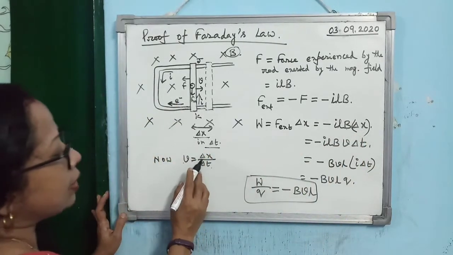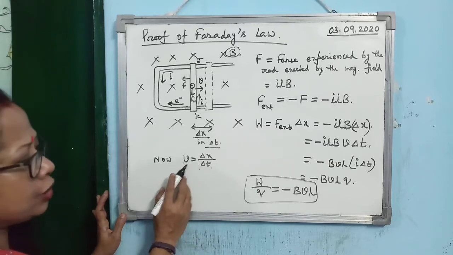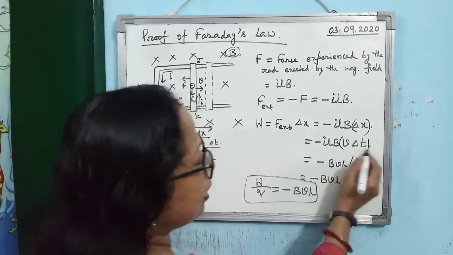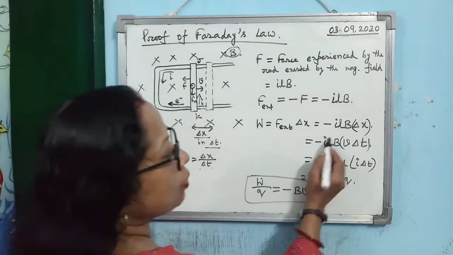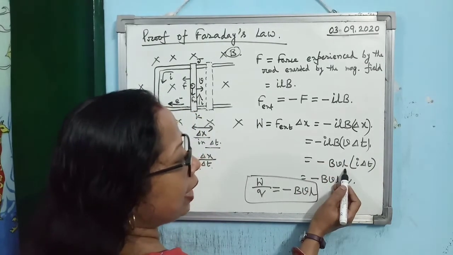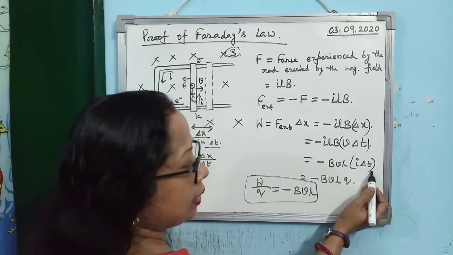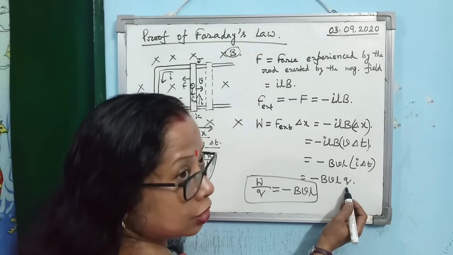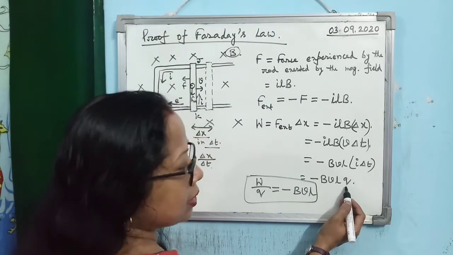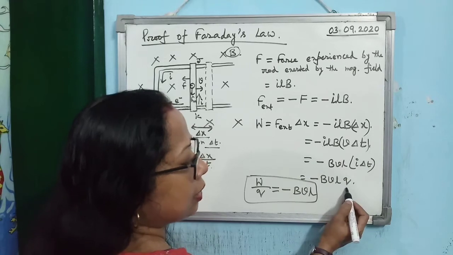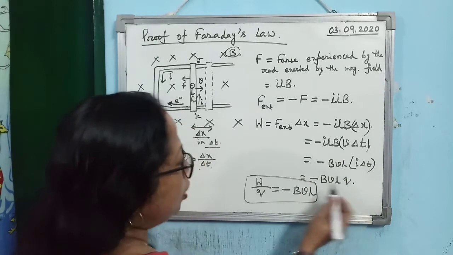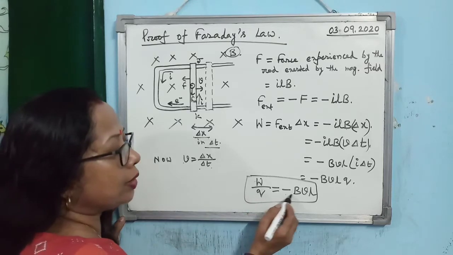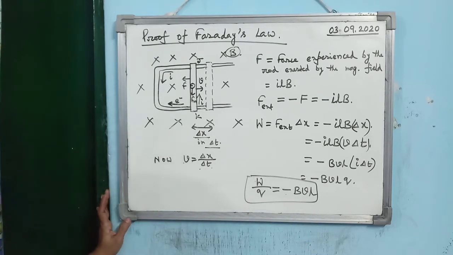Now delta x is equal to V into delta t, so in place of delta x you can write V delta t. Now just rearrange the terms: BVL you write together, I and delta t you take together. Why have I taken it together? Because current into time represents the charge passing through the circuit, isn't it? So I delta t will be equal to Q. So what are you getting? Work done per unit charge. Work done per unit charge is minus BVL.